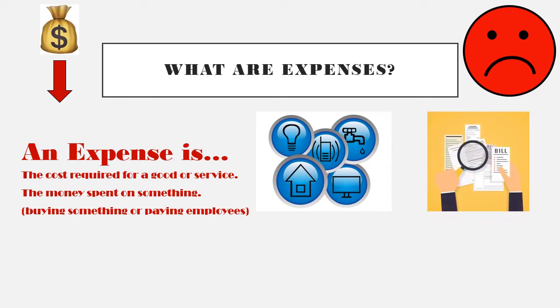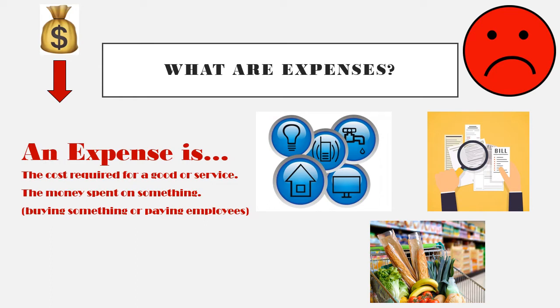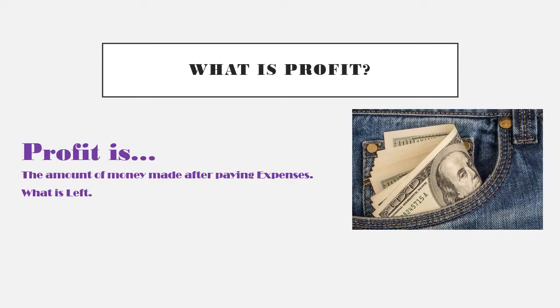Just think about bills or receipts, anything you're buying, right? And groceries or food, that's another example. So an expense is money leaving your account. And finally, profit is the amount of money made after paying expenses.